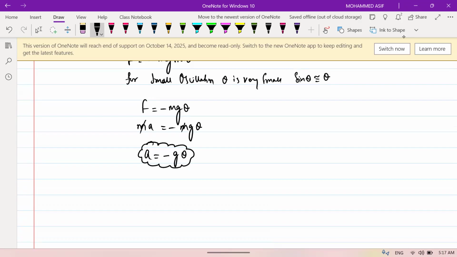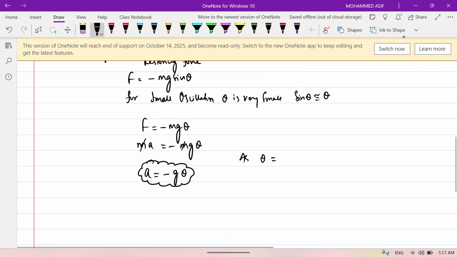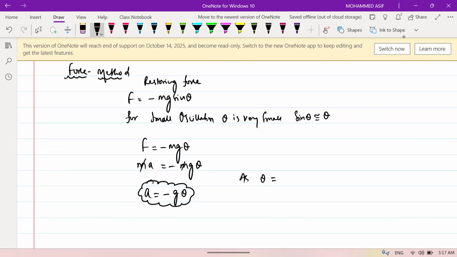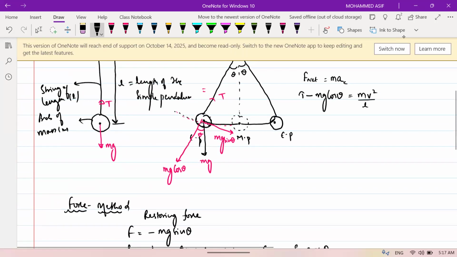Compare this one with your SHM. Now see here, as we know, theta is equal to arc length divided by radius. For the arc length, let's say for example it has gone from here to here. This is your arc length, this is your x, and this is your length L.